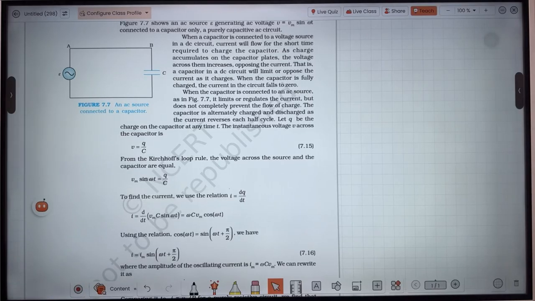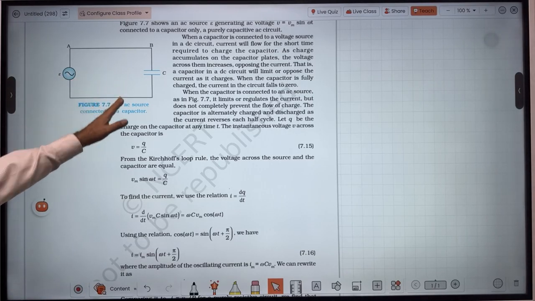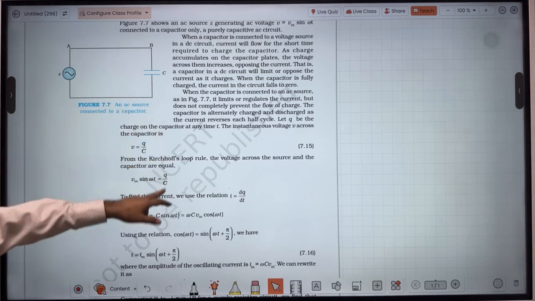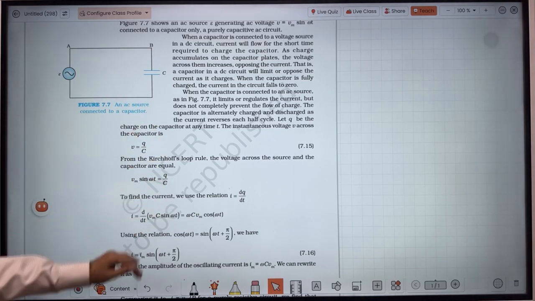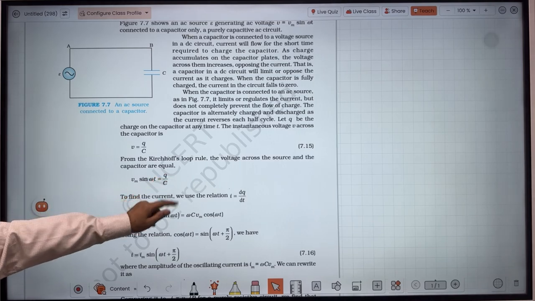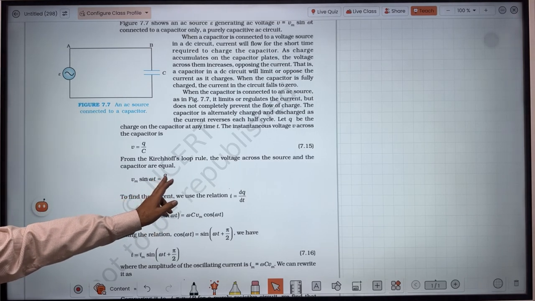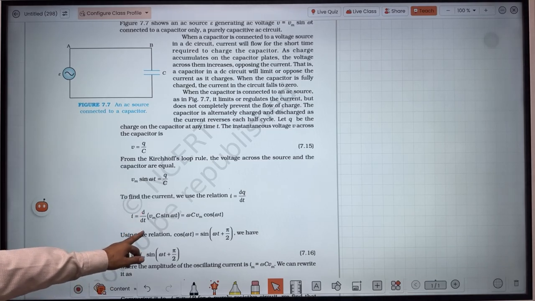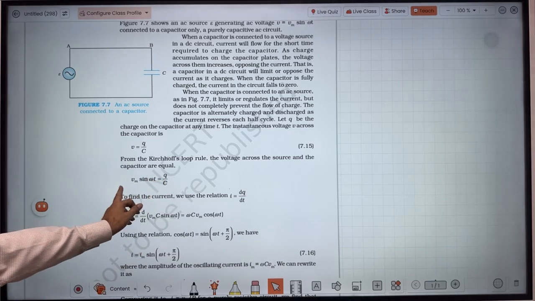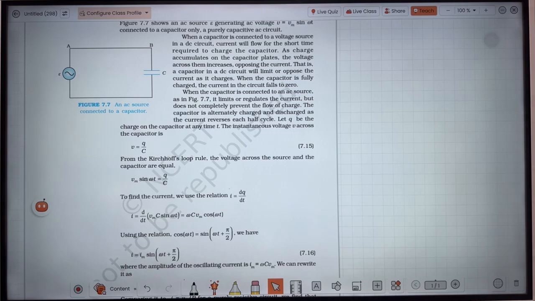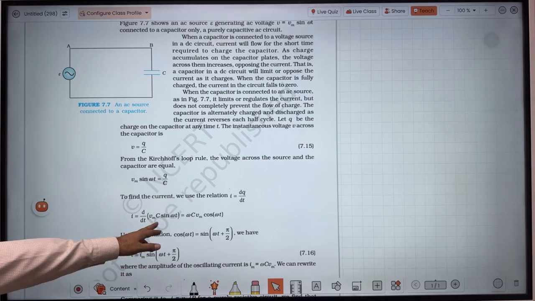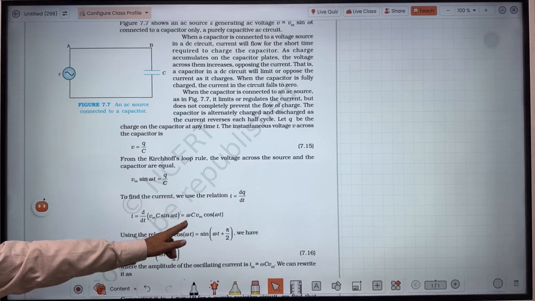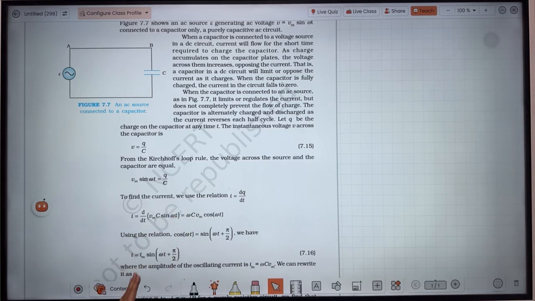From Kirchhoff's law, obviously the same voltage should be there. So the applied voltage Vm sin omega t equals the voltage across the capacitor, that is Q upon C. Now we have to find the current, and if you remember, dq by dt is current. So we differentiate it. I equal to dq by dt. So d upon dt of q will be C Vm sin omega t. We put this value, and the differentiation of sin omega t gives cos omega t times omega. So omega C Vm cos omega t will be left.